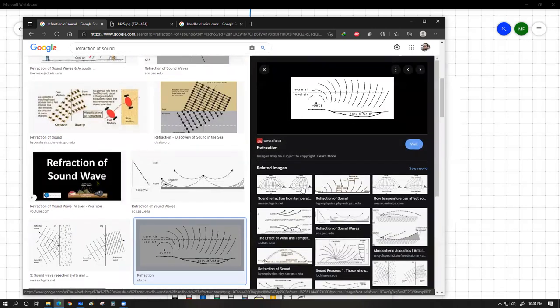This is actually a pretty realistic example for how the reflection of sound can actually occur in a practical life case.